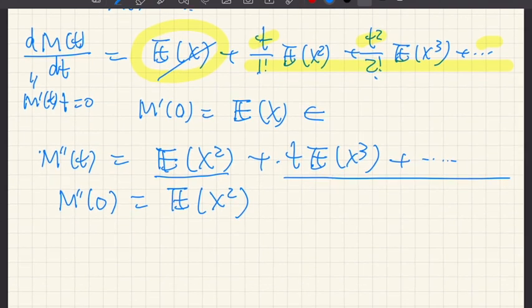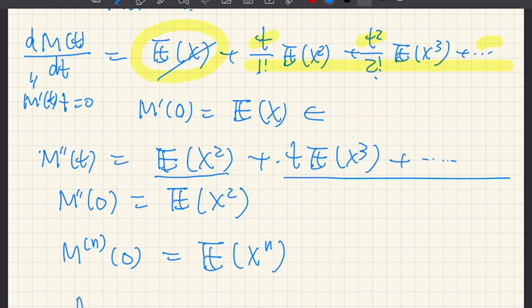So in general, if you differentiate the moment generating function n times and put t equal to 0, you will have the nth moment. So that's why this function m of t is called the moment generating function. It generates moments.